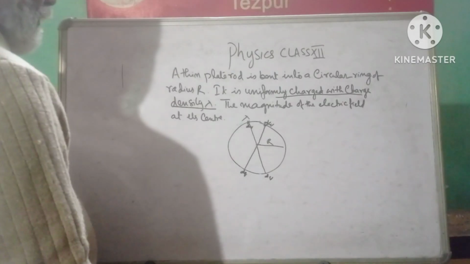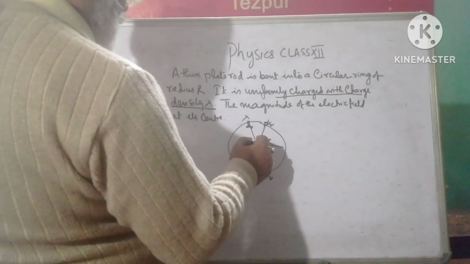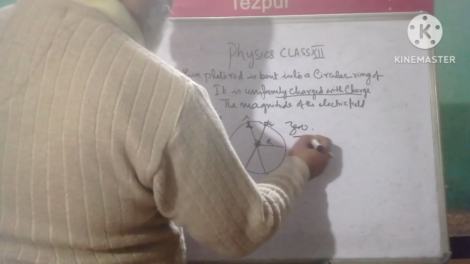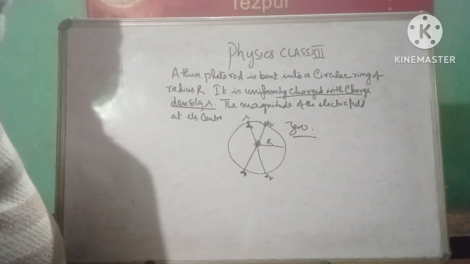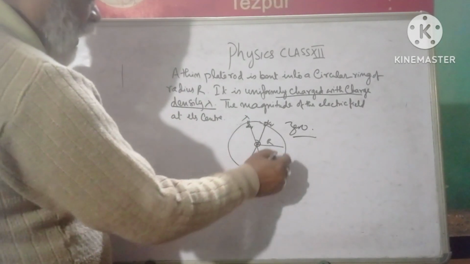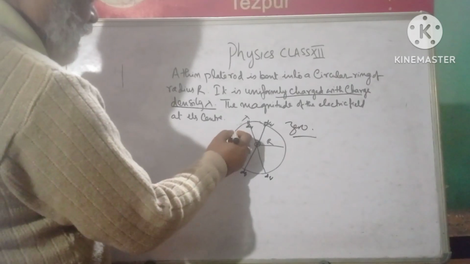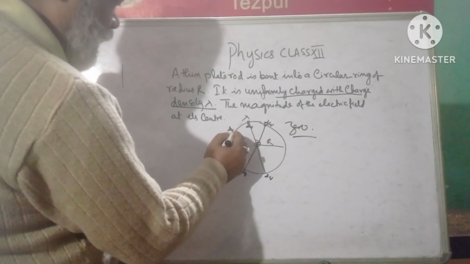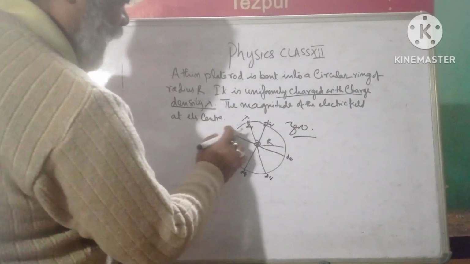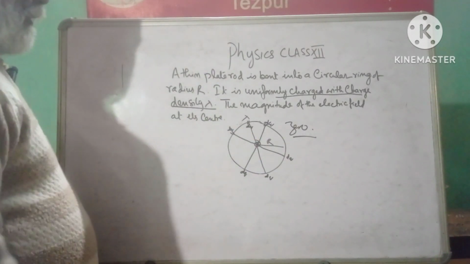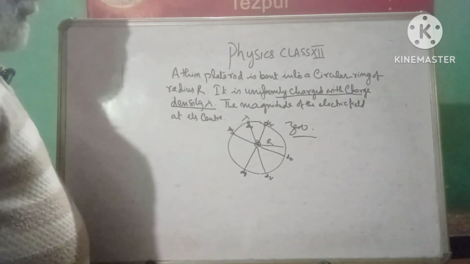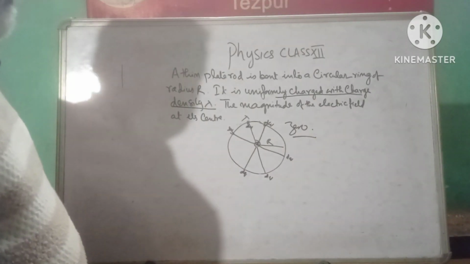So as a result, the field at the center will be zero. I think it is clear to you: because it is uniformly charged, for any element dq there will be another same charge dq present on the opposite side of the ring. And so the field at the center will be zero.